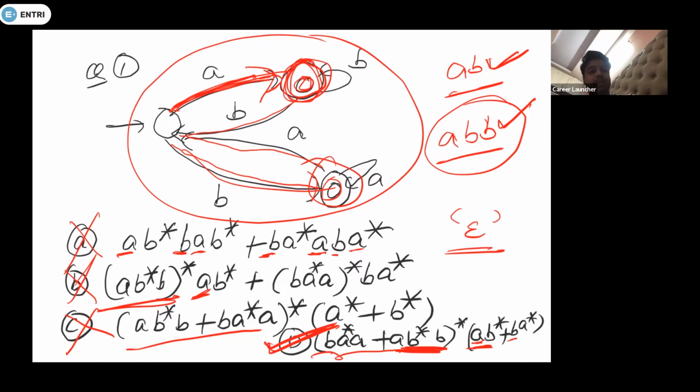Okay. Let's see another problem. So what is the other problem here? One of the TSC problems is there. Let's see this. So which of the following is true here? Question number 2. Which of the following is true? Okay, so a true statement is there.